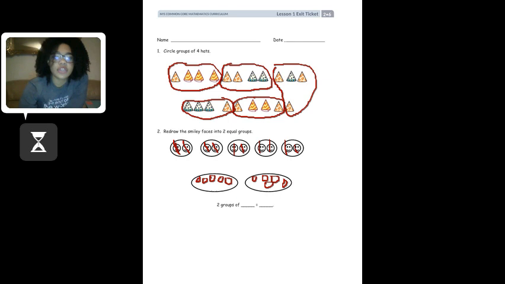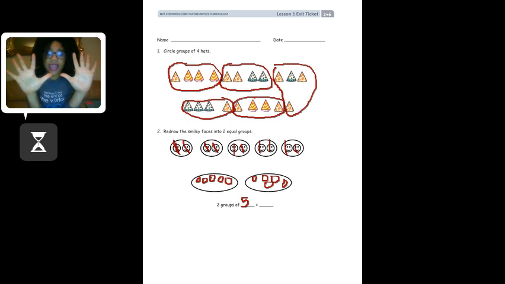So let's see. Our sentence statement says 2 groups of blank. Well, we know it's 2 groups of 5 smiley faces equals how many in all? So this is where it comes back down to adding these up. So my first group has 5 and my second group has 5. And I know that 5 plus 5 equals how much? 10. That's right.